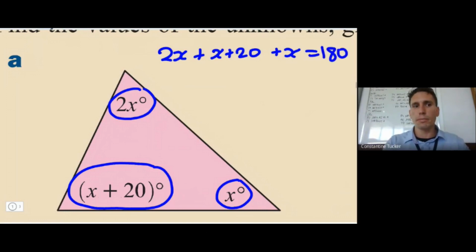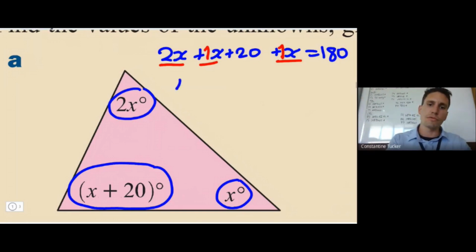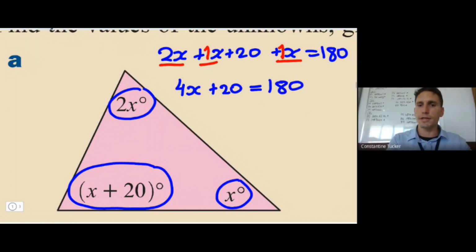We add them all up. Now notice we've got 2x plus x plus x. So keep in mind this x means 1x and this x means 1x. So what is 2x plus 1x plus 1x? Well, that is 4 lots of x. And then we just have to copy that plus 20, which was on the left, and that whole thing is going to be equal to 180.